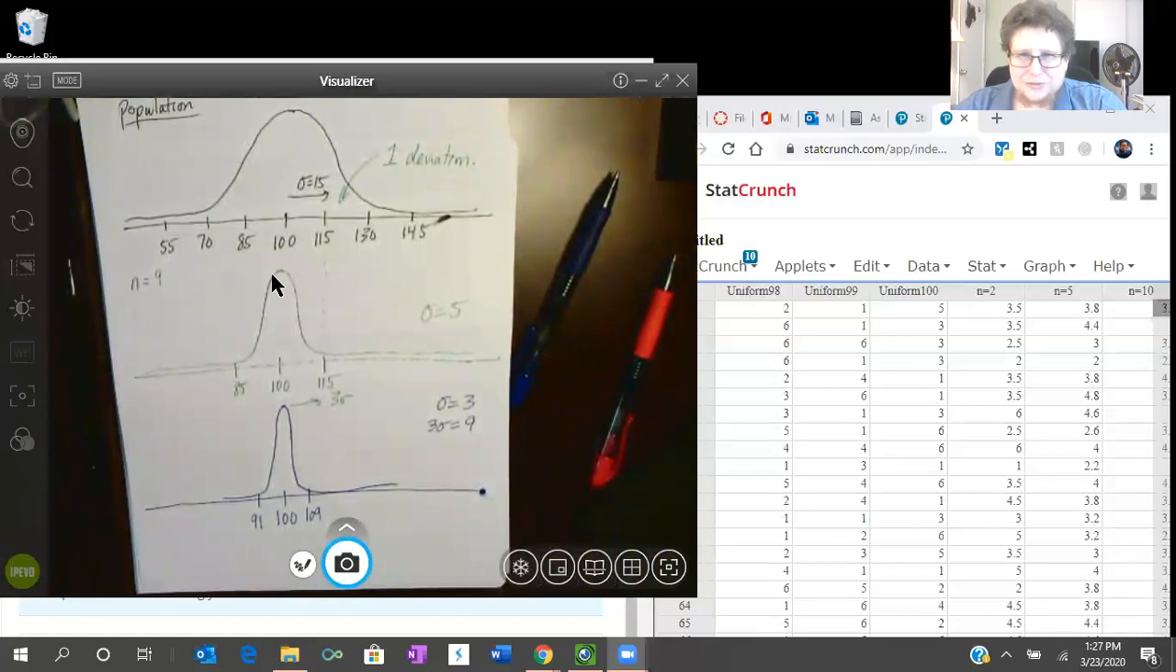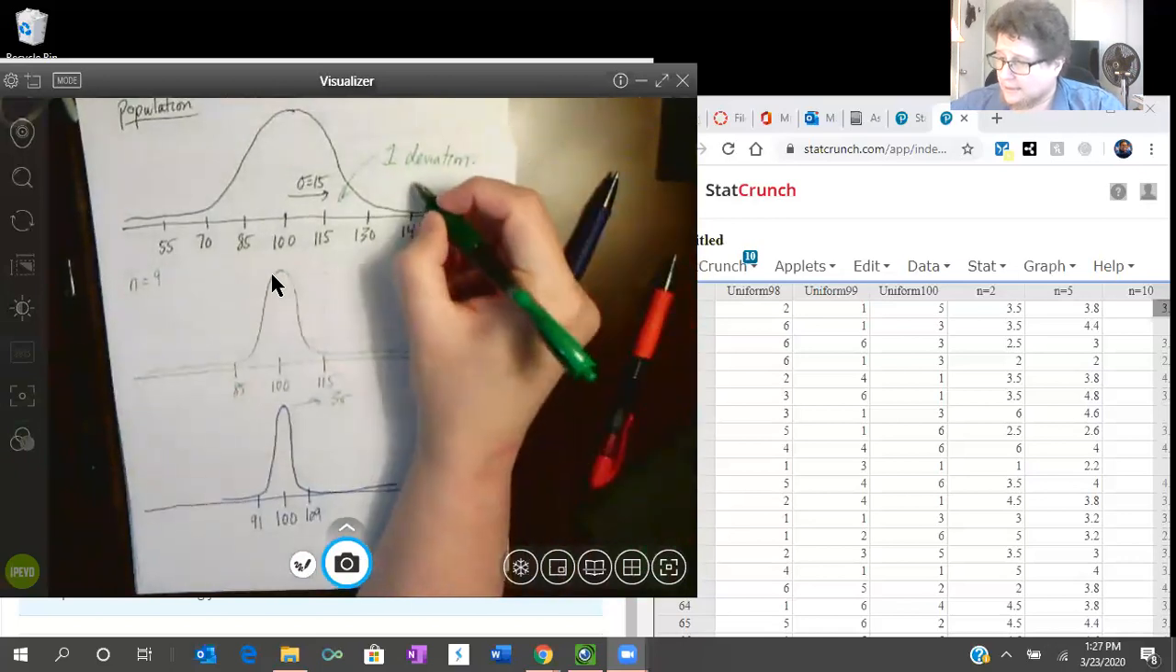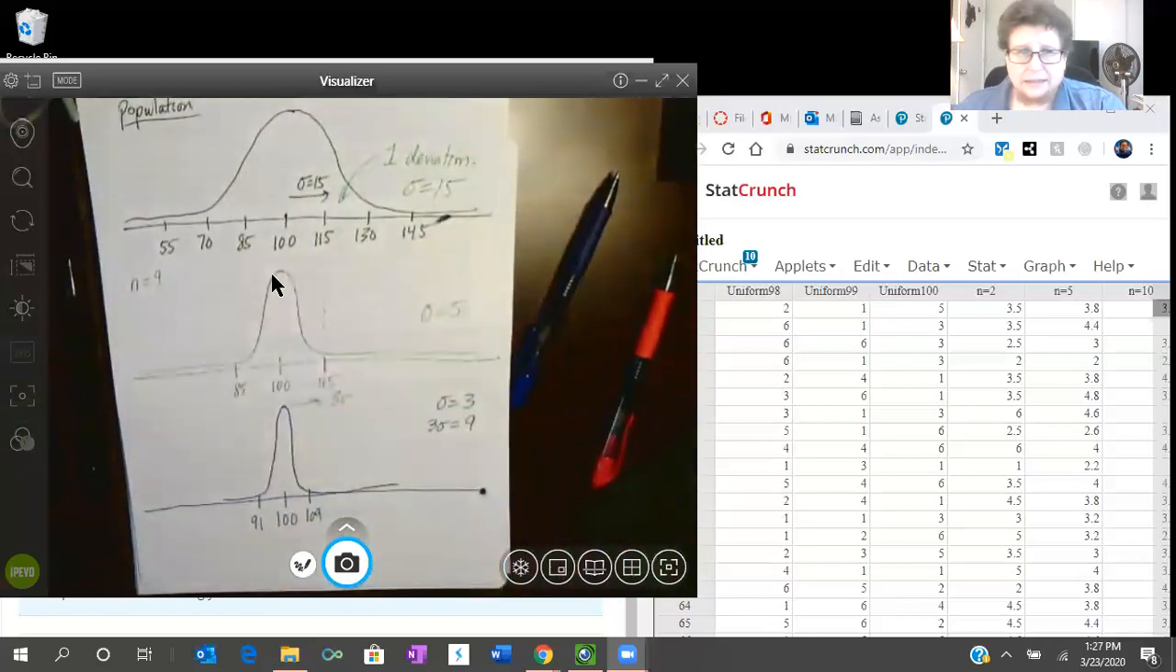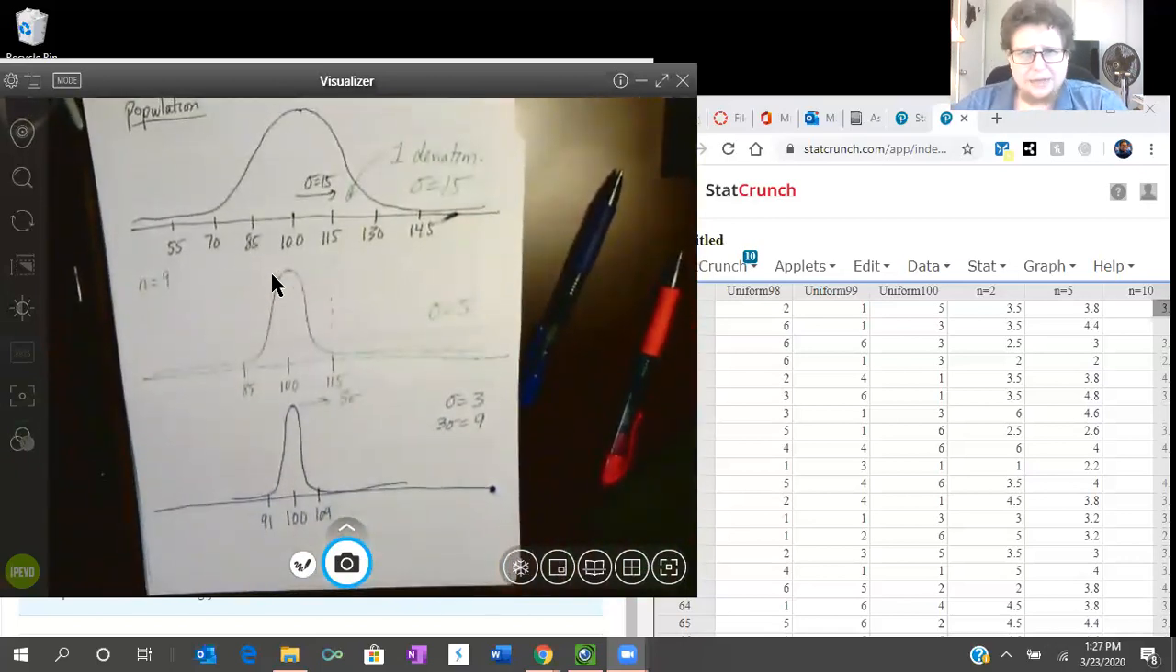Now, if we look at those graphs, as n increases, the standard deviation decreases. It started at 15. Going to n equals 9, it cut it to a third. Going to n equals 25, it cut it to a fifth. It's going down. As n increases, it goes down. If n went to 100, we would have divided the 15 by 10 and would have had 1.5.